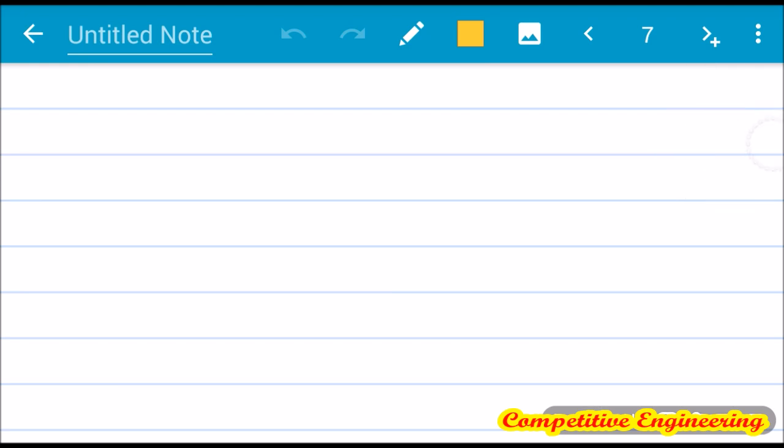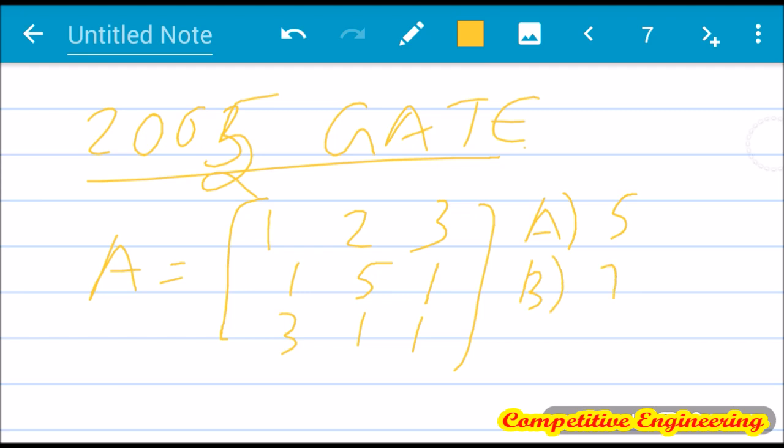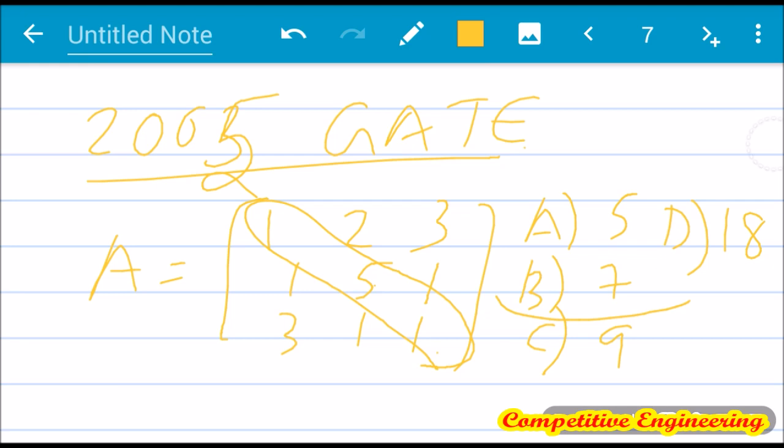We can use the same thing for a 3 into 3 matrix. This is a GATE 2005 question. The sum of the eigenvalues of the matrix A, which is 1, 2, 3; 1, 5, 1; 3, 1, 1, is what? The options are 5, 7, 9 and 18. We know the sum of the eigenvalues equals the trace of the matrix, that is 5 plus 1 plus 1, which is 7. So B is the correct answer.